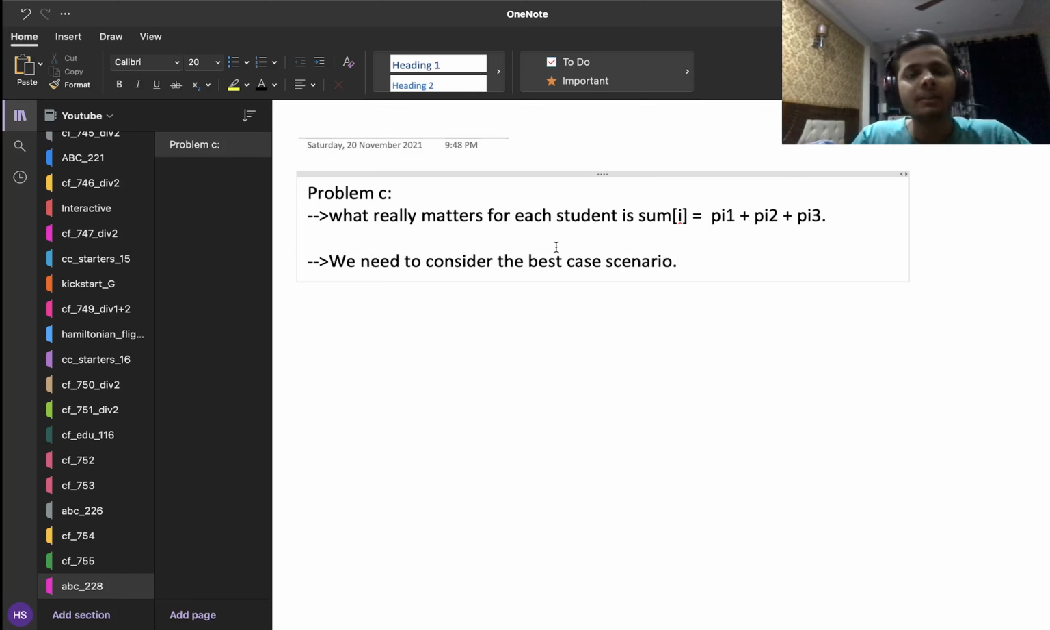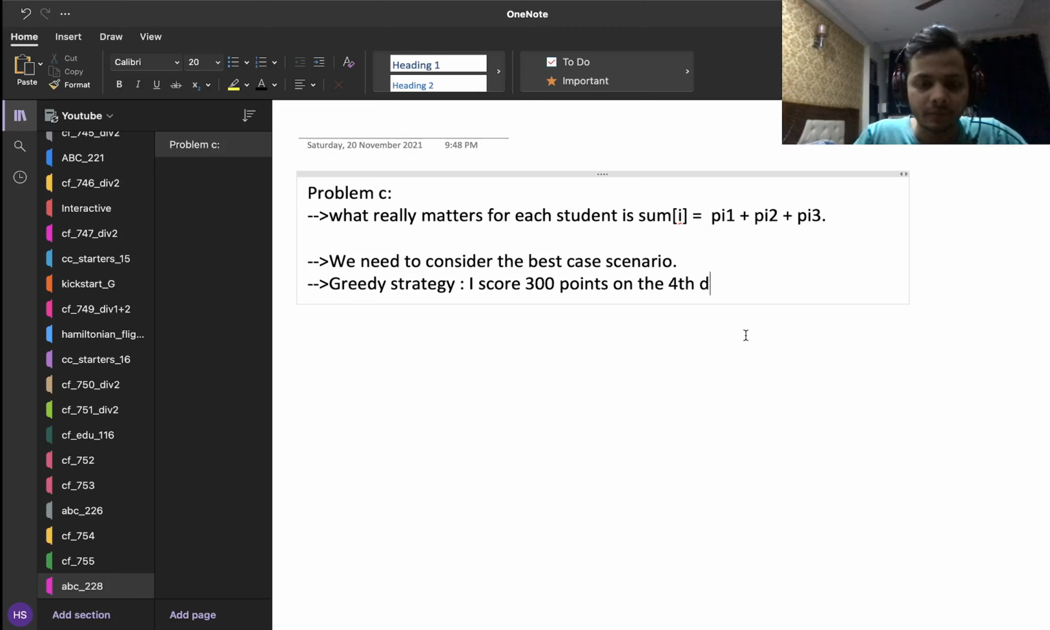When we consider the best case scenario, the best thing to improve our rank is that we perform good and all the others perform bad. If I want to improve my rank, obviously I would prefer that I perform good and all of my competitors perform bad. So the greedy strategy here can be: I scored 300 points on the 4th day and everyone else scores a 0. That is the only way my rank will be improved as much as possible, right?